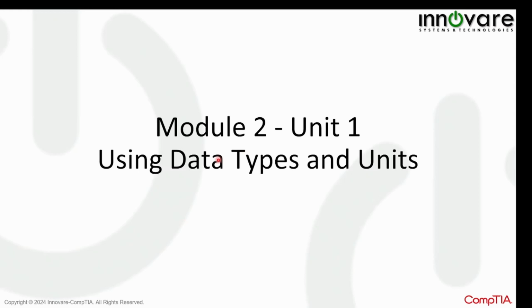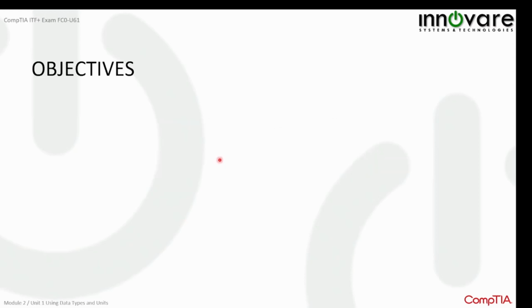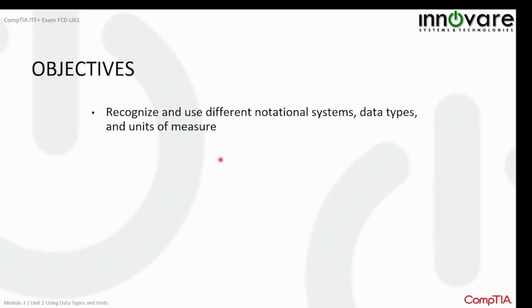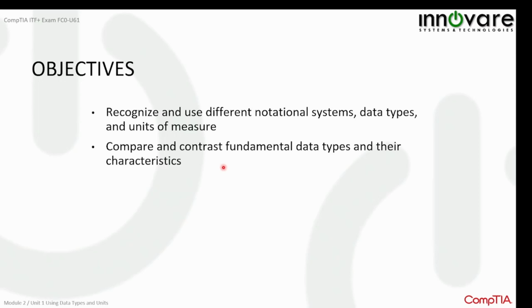Module 2, Unit 1, using data types and units. In this unit, our objective is to recognize and use different notational systems. These are the naming conventions and terminologies when it comes to data, the different types, and the units of measure that you need to be familiar with when it comes to IT. And then we will compare and contrast fundamental data types and their characteristics.